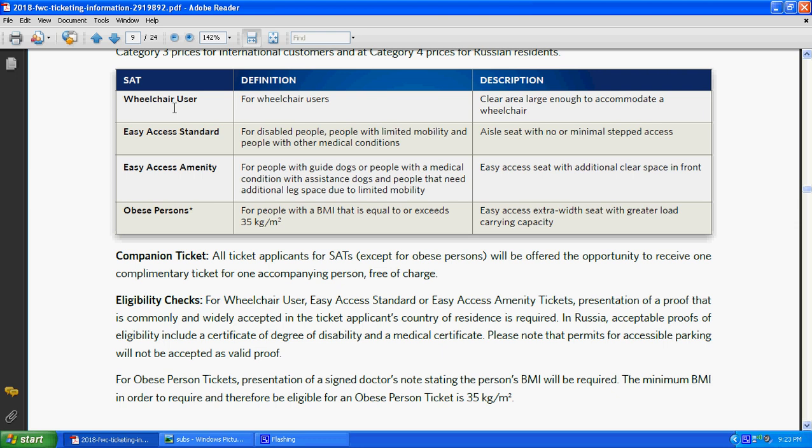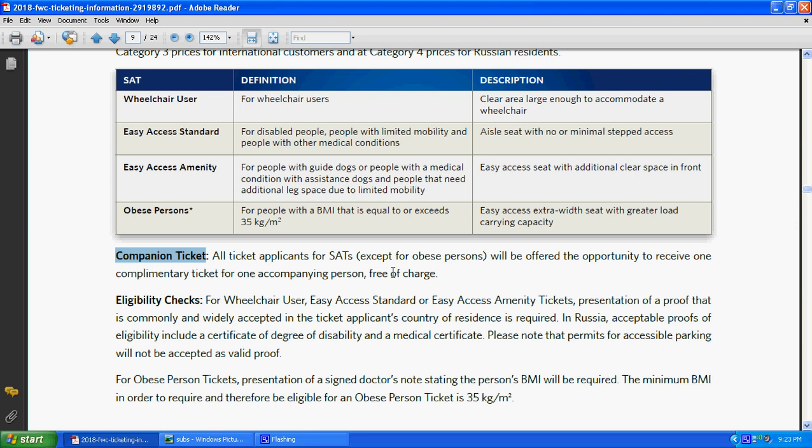One more thing to note is the companion ticket. What is that? All ticket applicants for ACTs except for OBs will be offered the opportunity to receive one complimentary ticket for one accompanying person, free of charge. So if there's a disabled person or someone who needs help, except for the obese person, they can take one of their friends or family members as help, and the ticket for that person would be free of charge. Okay.